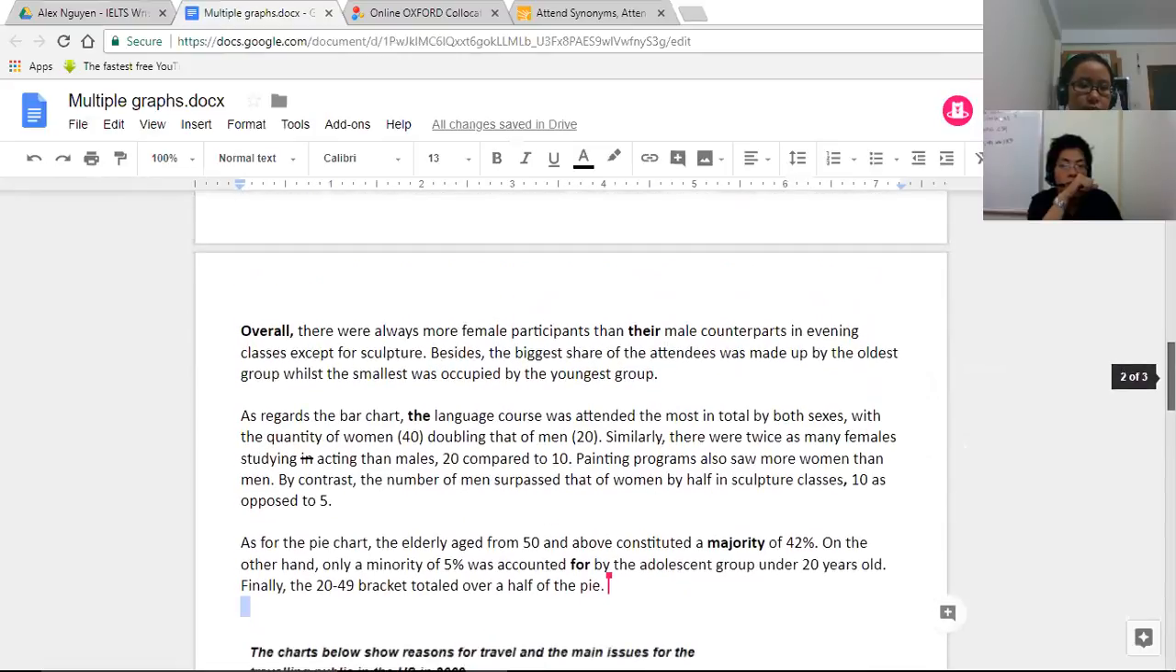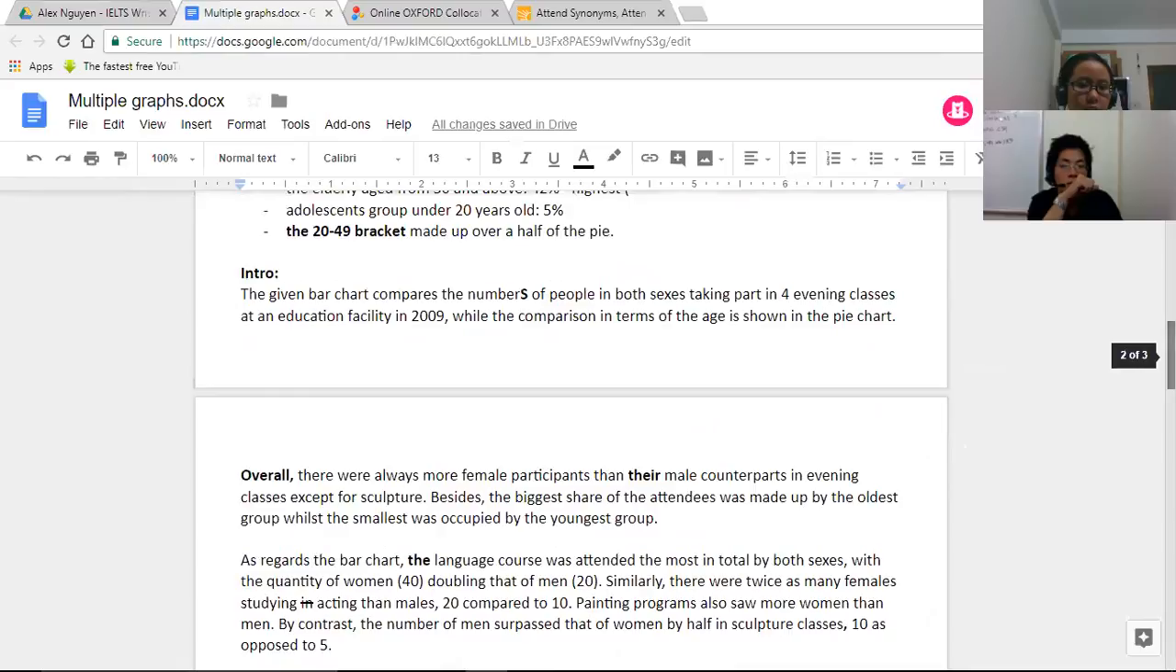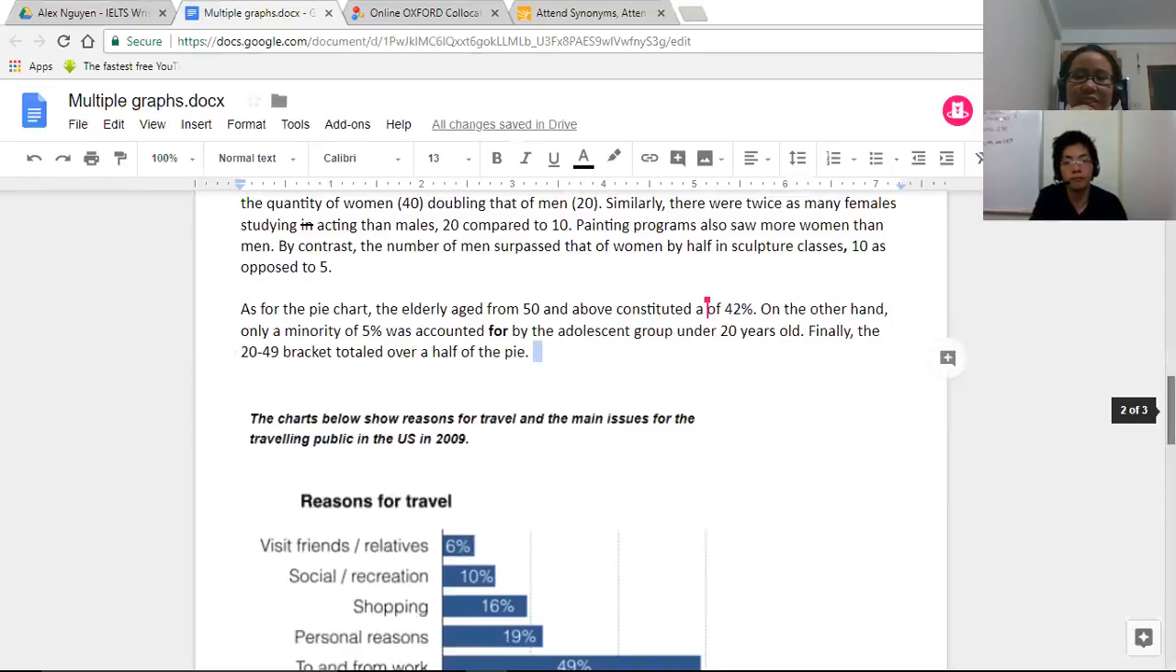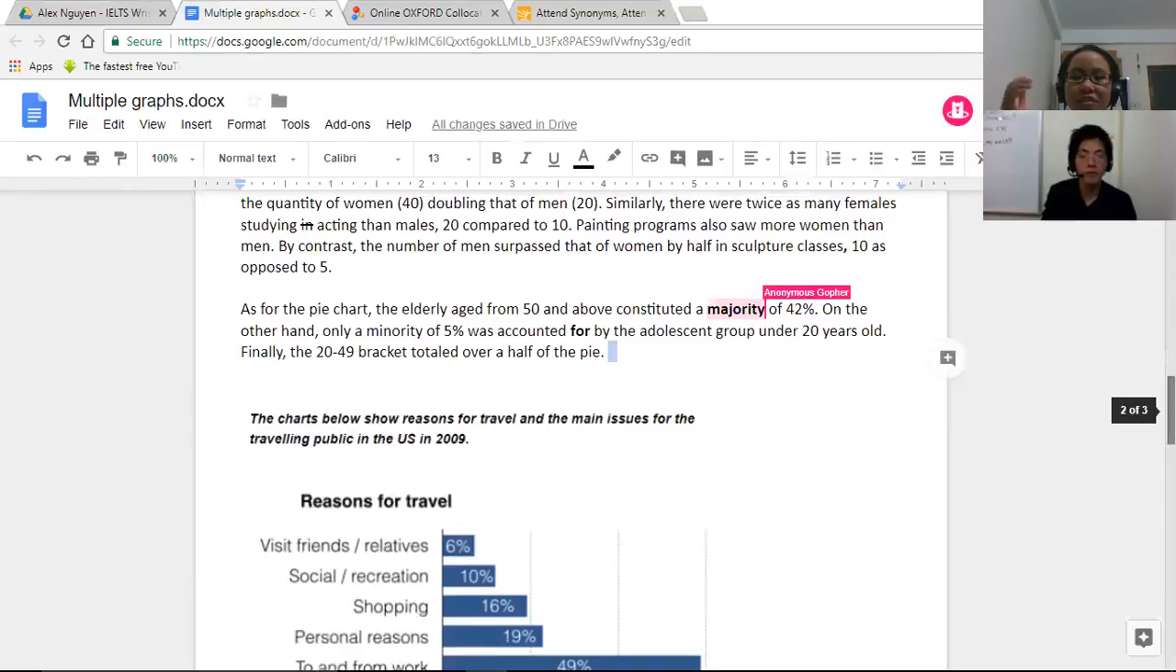Let's look at the essay again. And I was wondering about the word majority here. Logically, if you say these people total over half of the pie, so is it still a majority? Right? So we have to find some other, safer way to express the 42%.